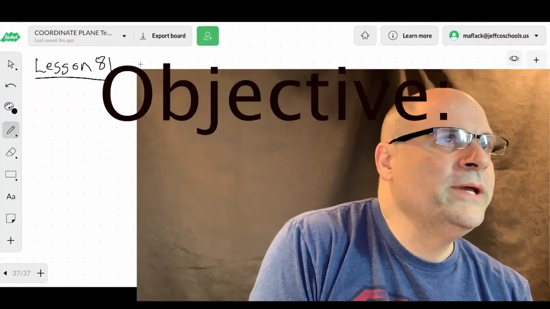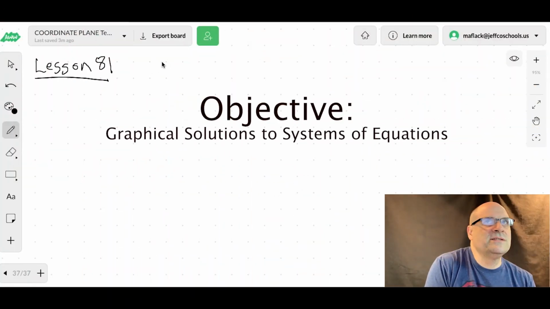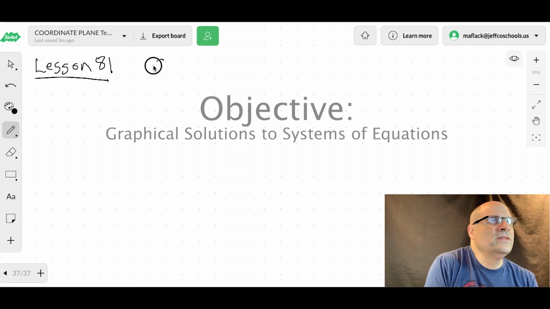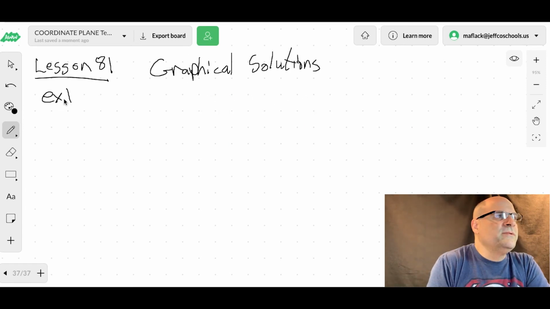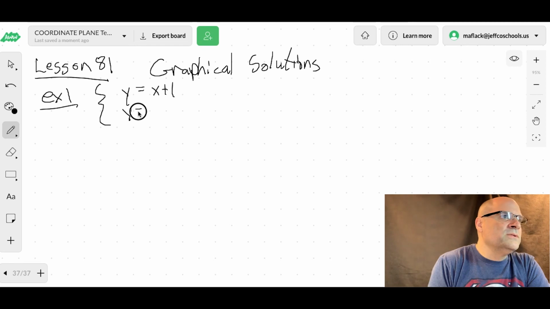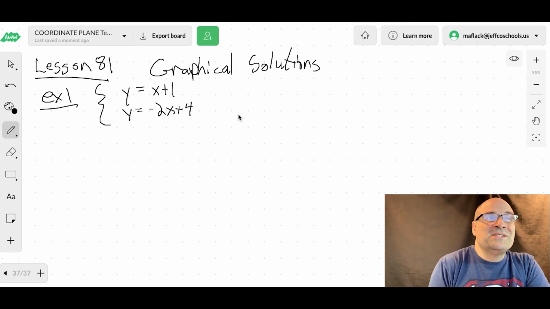All right, lesson 81, here we go. We are going to solve systems of equations with graphical solutions. So in the past, we've solved a system of equations like this: y equals x plus 1, y equals negative 2x plus 4. And then we can use substitution.